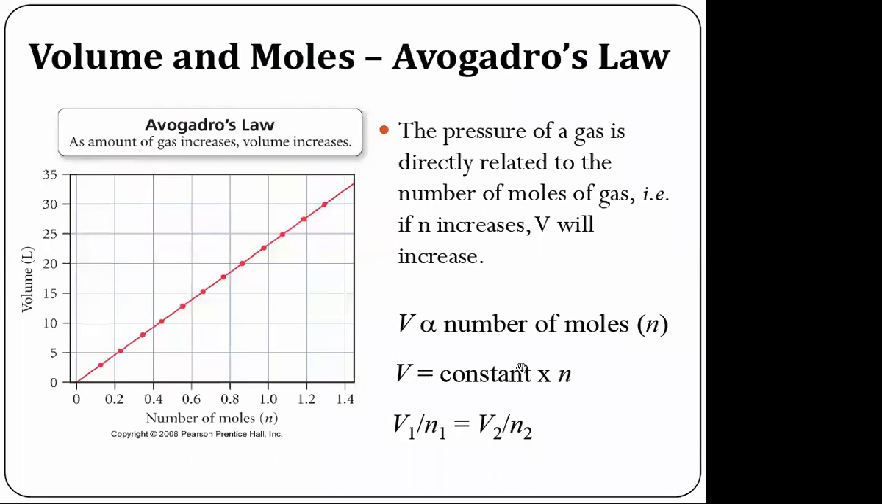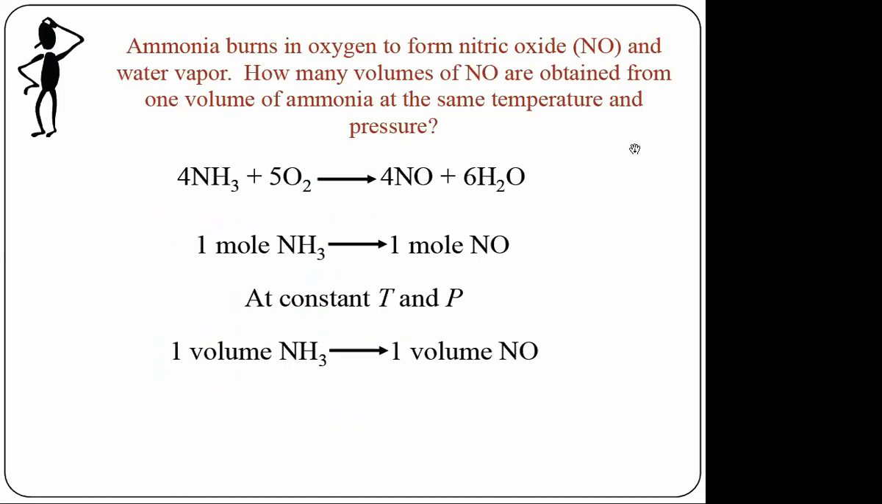That means that if you make the constant the subject of the formula, then you have V over n is equal to constant. So we have V1 over n1 is equal to V2 over n2. If you plot volume against number of moles, you will have a positive slope, a direct relationship. As you increase the number of moles, you increase the volume. As you reduce the number of moles, you reduce the volume.